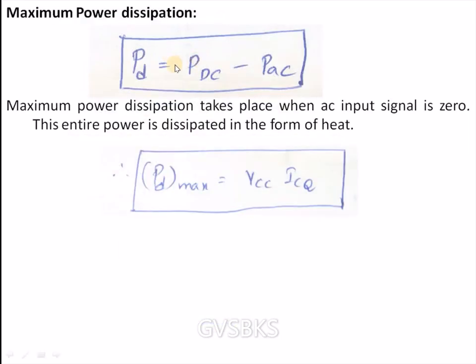The maximum power dissipation, PD, is equal to DC power minus AC power. Dissipated power means wastage in the form of heat. As we are using the resistor as a load, we will have more wastage of power in the form of heat. The maximum power dissipation will occur when there is no output AC power. Therefore, the PD maximum is equal to the PDC, which is VCC into ICQ.